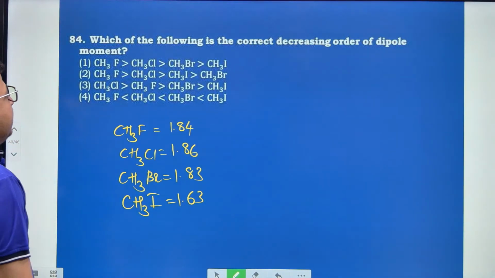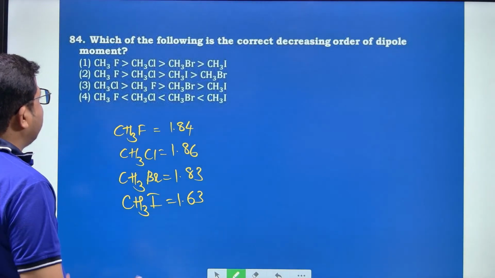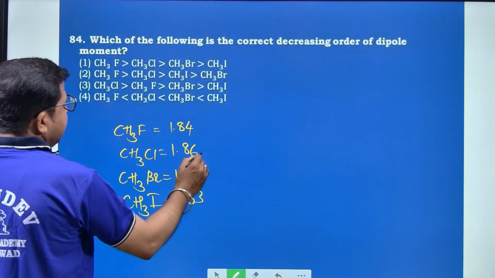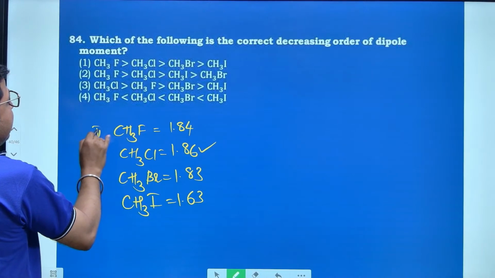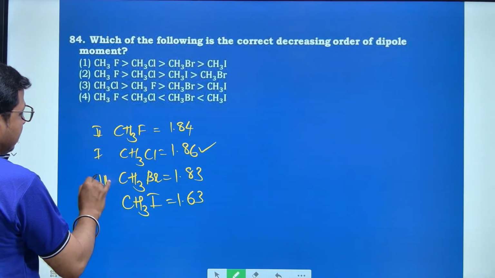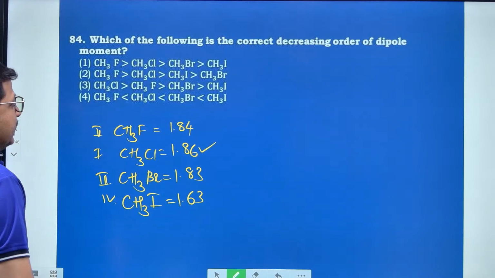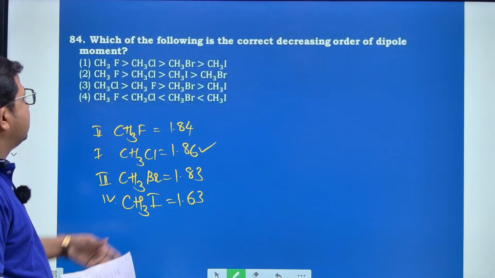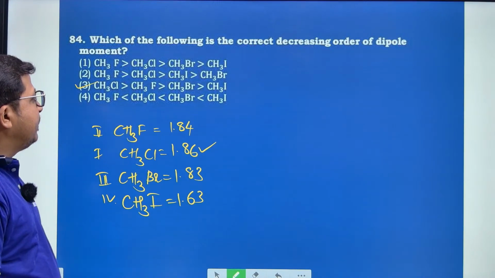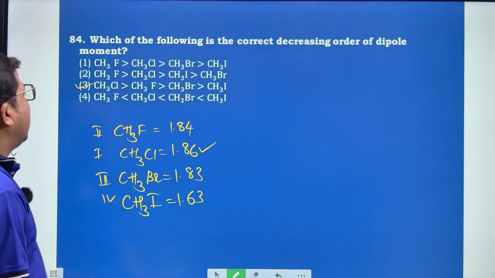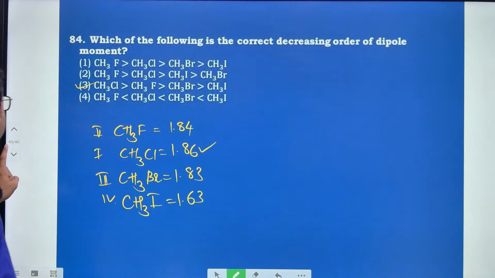So arranging them, the first is CH3Cl, the second is CH3F, the third is CH3Br, and the fourth is CH3I. Hence the right option is CH3Cl greater than CH3F greater than CH3Br greater than CH3I. So option 3 is right.